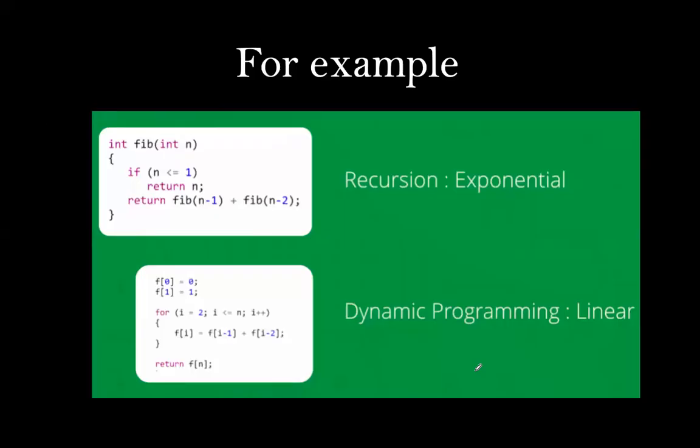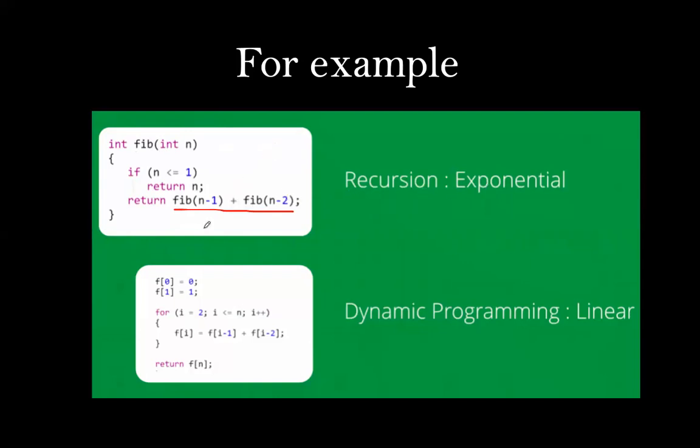First, we shall see the Fibonacci function. You know that this is the Fibonacci series. If n is less than or equal to 1, we'll return that value itself. If it is 1, we'll return 1. If it is 0, we'll return 0. Otherwise, return fib of n minus 1 plus fib of n minus 2. This is a recursive Fibonacci function. Here the time complexity is exponential.